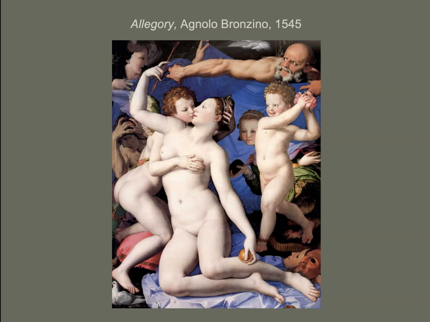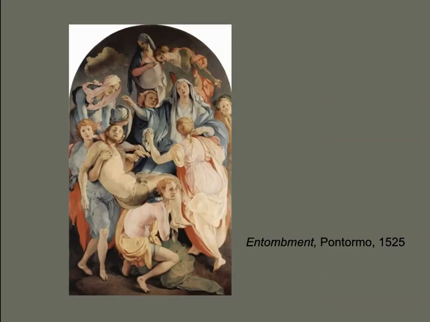If you look at the way this is composed, all the figures are kind of forced to the front of the composition. There's no deep space. And there's this kind of artificial, self-conscious quality to the figures. So it's much less naturalistic in terms of composition and the expressions on the faces. We have the Entombment by Pontormo from 1525.